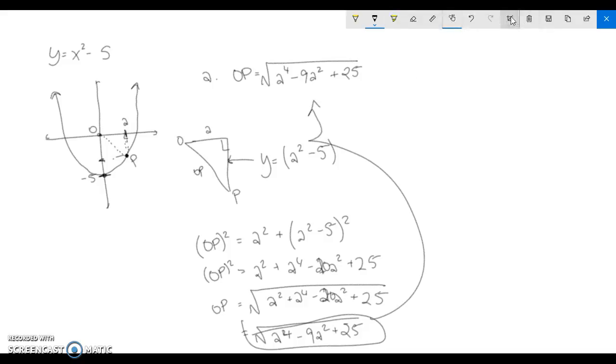Okay, part B. Part B says, find the values of a for which the curve is closest to the origin. Well, we know that, let's write this down again. OP equals the root of a to the fourth power minus 9a squared plus 25. We want this to be as small as possible, right?